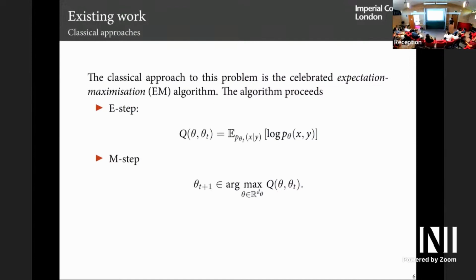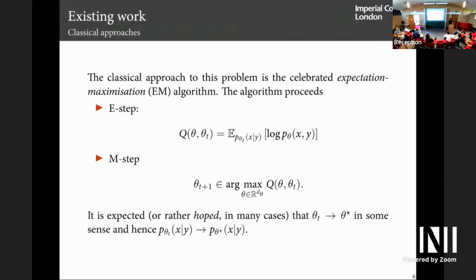And then there are some guarantees. Obviously, there's a huge literature there, most of it also written by Eric, that these things can converge to stationary points, under different settings as well. For example, if you can draw IID samples from this, then it's a stochastic optimization problem, right? If you can't, then that's the setting I will consider. Of course, it's expected or hoped in many cases when this is implemented in practice that theta t converges to some sort of nice parameter theta star, right?